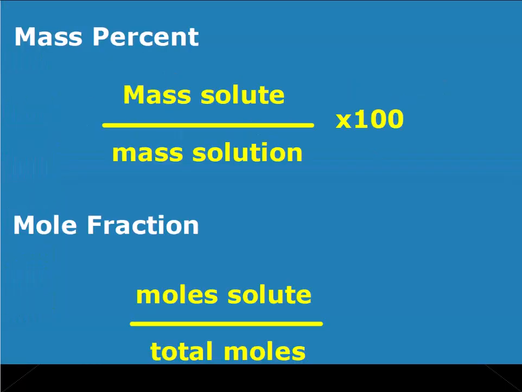Mass percent is mass of solute over mass of solution times 100. And mole fraction is moles of solute over total moles. No times 100, and there's no unit for that either.